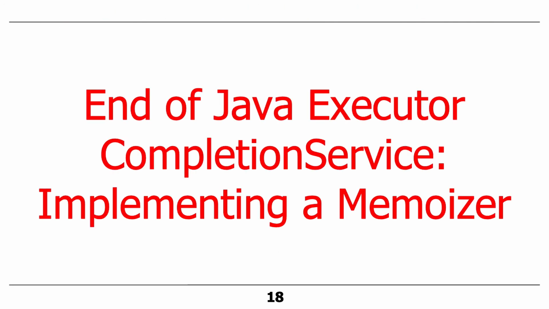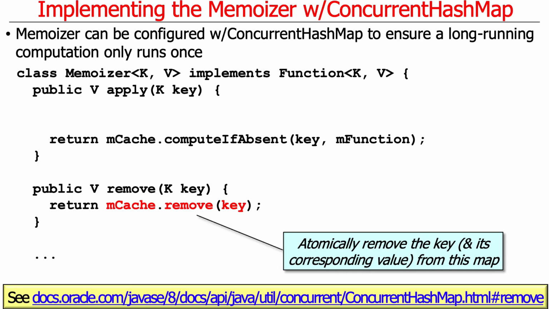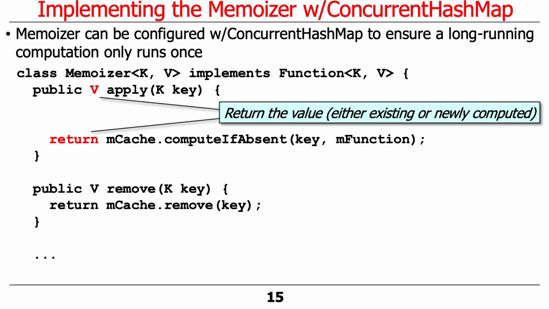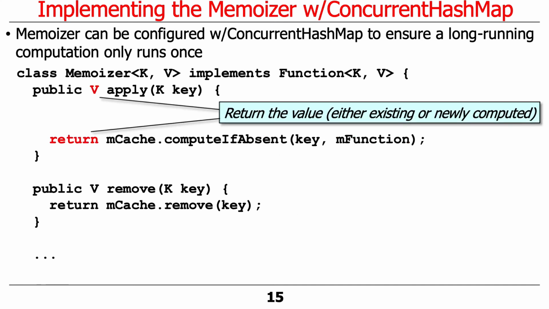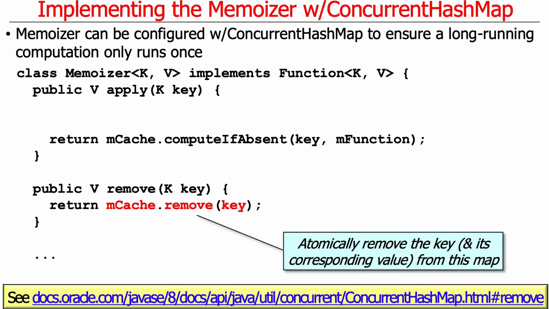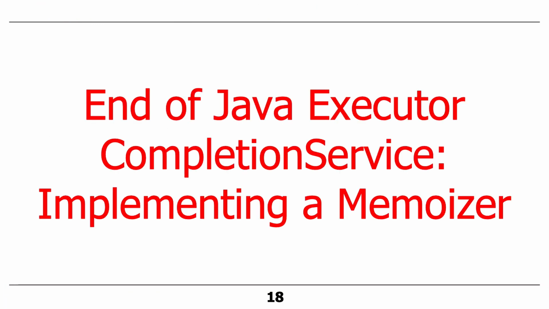So that's the overview of how to implement a Memoizer. As you can see, this particular implementation is really quite simple and short, and that's because we're leveraging the computeIfAbsent method that's defined on ConcurrentHashMap. We'll come back later and see a different way to implement this that uses other features if you aren't fortunate enough to be able to use Java 8 and beyond.